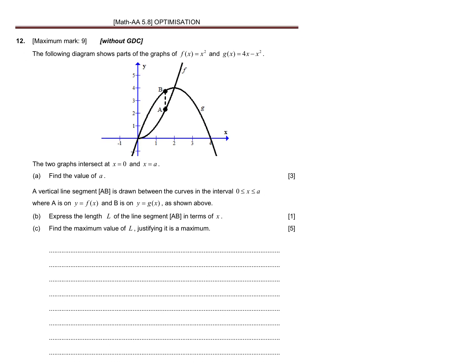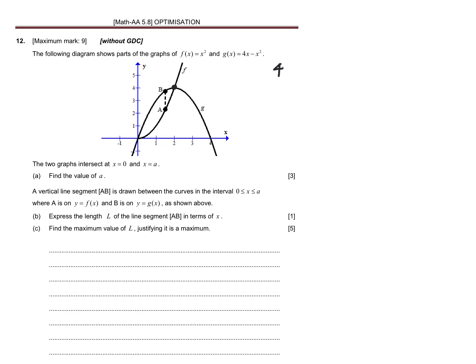All right, the following diagram shows part of the graph of y equals x squared. So that's this one. And then g is 4x minus x squared, which is that one upside down. The two graphs intersect at 0 and a. Find the value of a. Okay, so this is a.